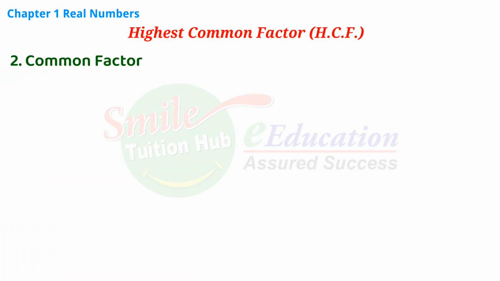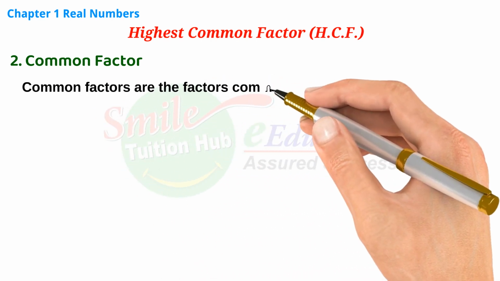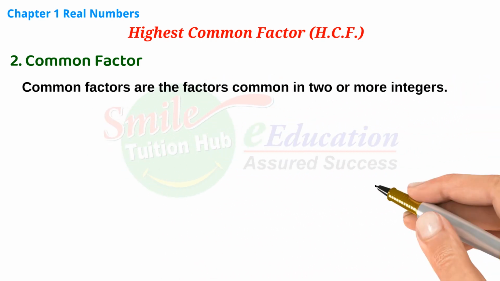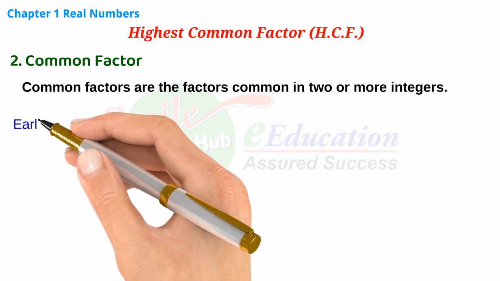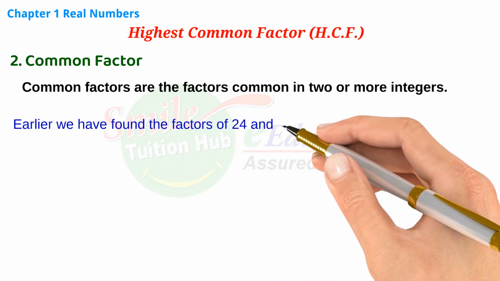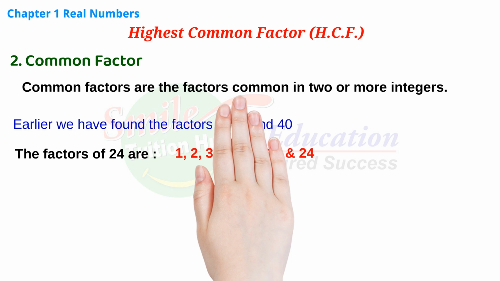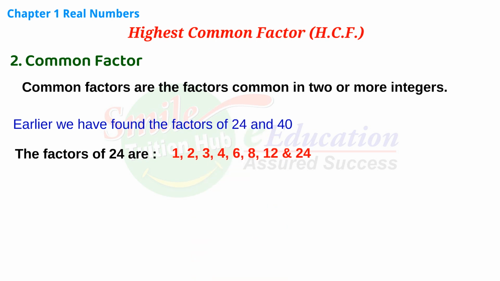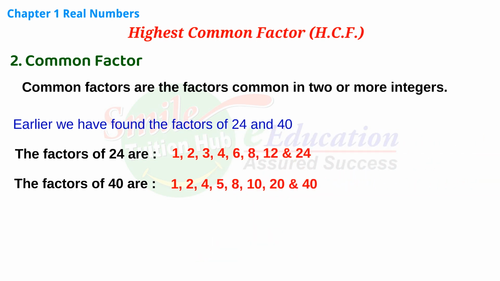Number 2 is common factor. What does it say? Common factors are the factors common in 2 or more integers. It can be 2 integers or more than 2 integers. It depends on the given numbers. We have just found the factors of 24 and 40. The factors of 24 are written on your screen, that are 1, 2, 3, 4, 6, 8, 12 and 24, as well as the factors of 40, which are 1, 2, 4, 5, 8, 10, 20 and 40.